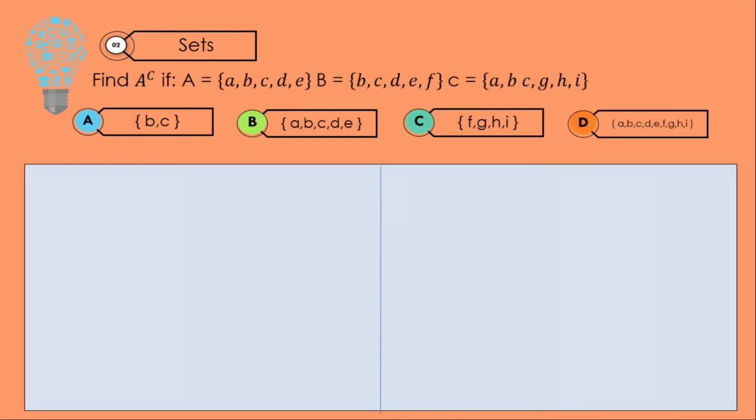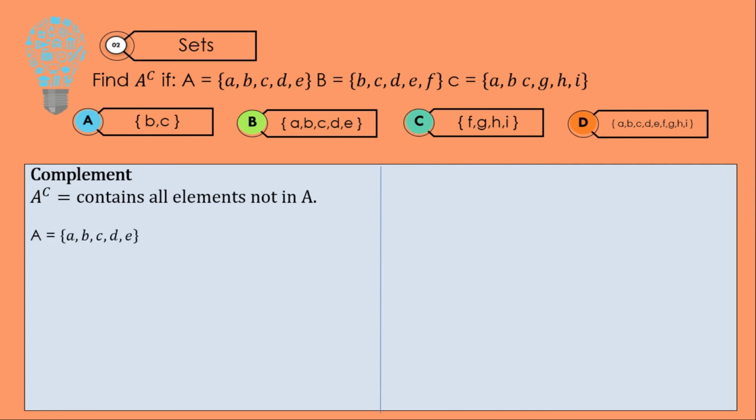Let me first explain to you what complement means. It is denoted as complement of A, which contains all elements not in A. This means that we are looking for elements that are not found in a specific set. So to solve this problem, let us first list down the sets. We have sets A, B, and C.